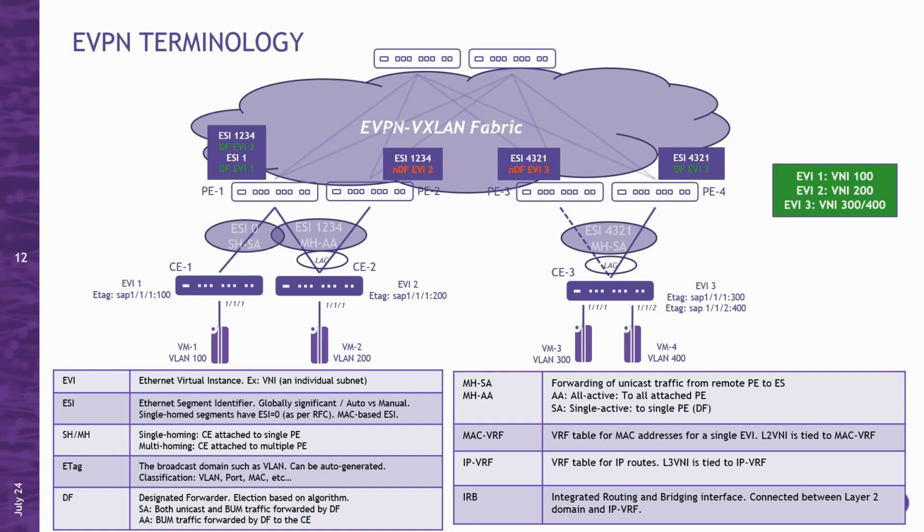The next term I want to discuss is ETAG, which is the SAP port configured broadcast domain, such as VLAN. It can also be auto-generated as per ALE implementation. We also have the MAC VRF, which is a VRF table for CE MAC addresses stored on a PE. There are also concepts of designated forwarder and integrated routing or bridging, which we will discuss later in more detail.